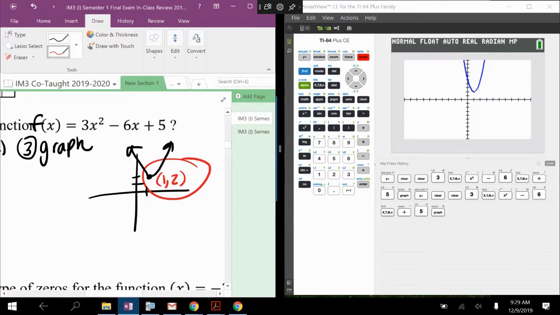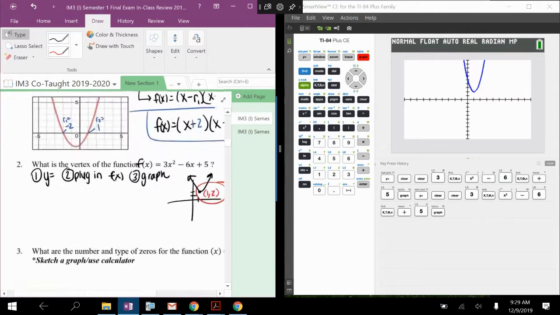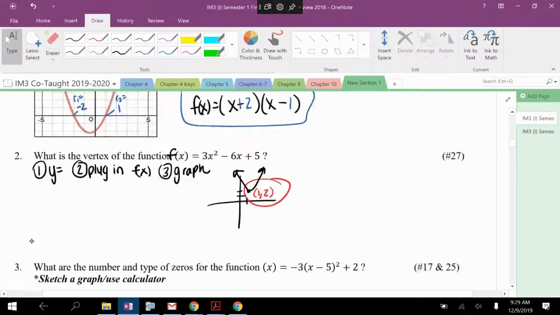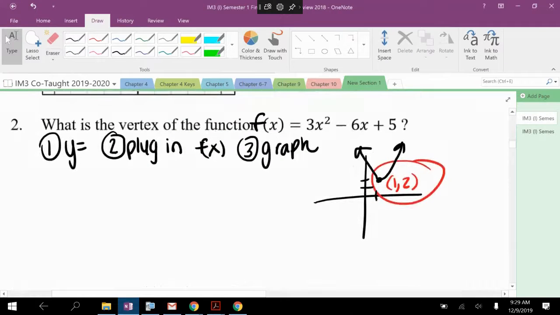Questions? Yes. Let me zoom back out. There you go. That's it. We just had to find the vertex. That's it. This is a very easy final.